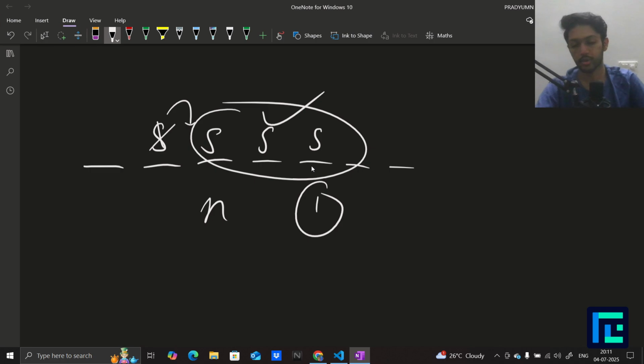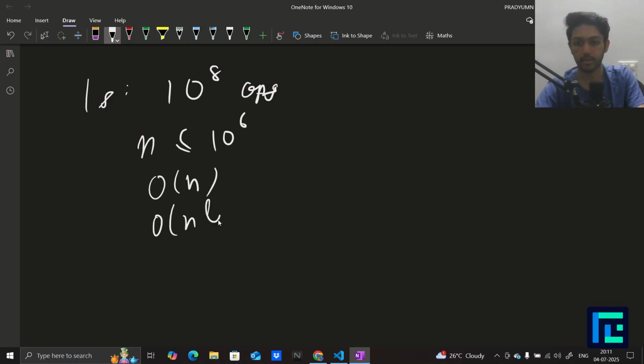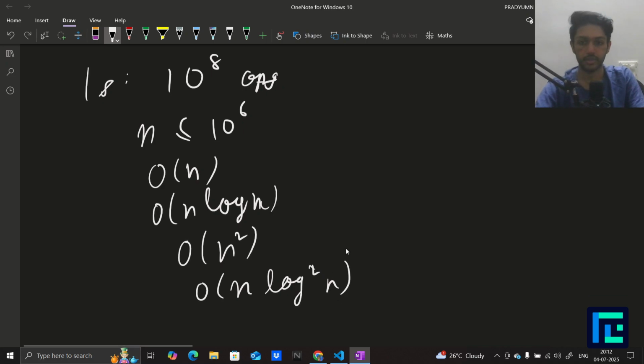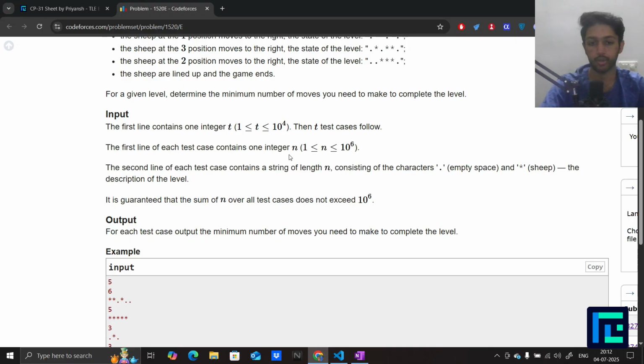So basically, since we know that in 1 second we can do up to 10 to the power 8 operations in a single test, if your n is up to 10 to the power 6, then maybe you can pass O of n or O of n log n, but not O of n square. Even O of n log square n might also not pass in this, because if you calculate it will exceed the 10 to the power 8 limit. So yeah, now you can just pause the video and try to solve the problem by yourself.